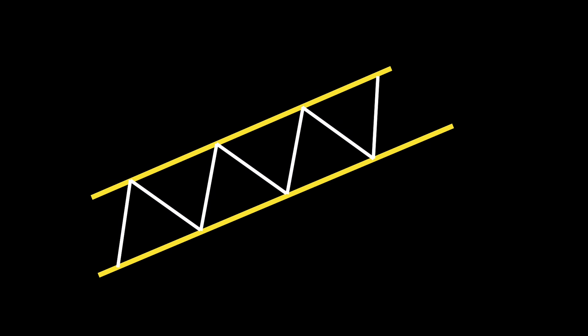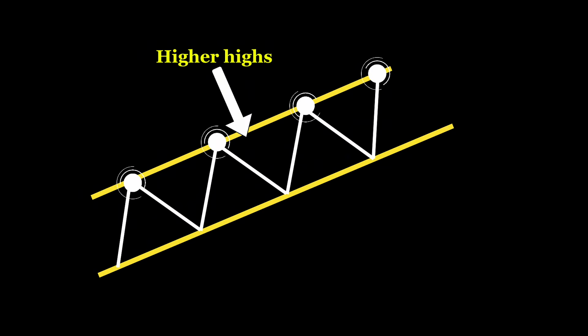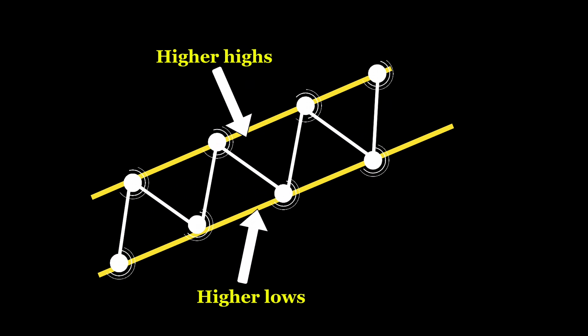In this pattern, the top boundary is formed by a series of higher highs, allowing us to draw an upward sloping resistance trendline. The bottom boundary is made of higher lows, giving us a parallel support trendline. These two lines move in the same upward direction, forming a rising price corridor. This structure can appear in both bullish and bearish markets.